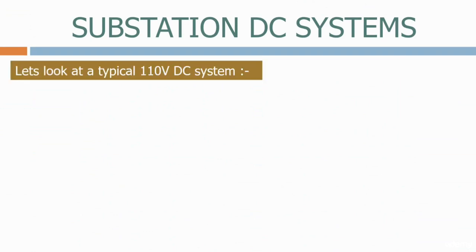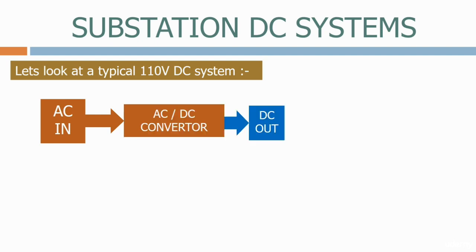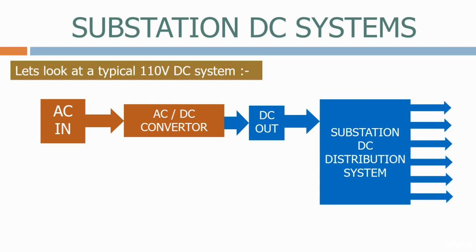Let's look at a typical 110 volt DC system. Firstly, we have the main AC supply from the substation system. This is normally derived from the main network via the substation service transformers. We then convert the AC supply to a DC output using an AC to DC converter. The DC supply is then fed to the DC distribution system, which distributes the DC power to all of the equipment within the substation.